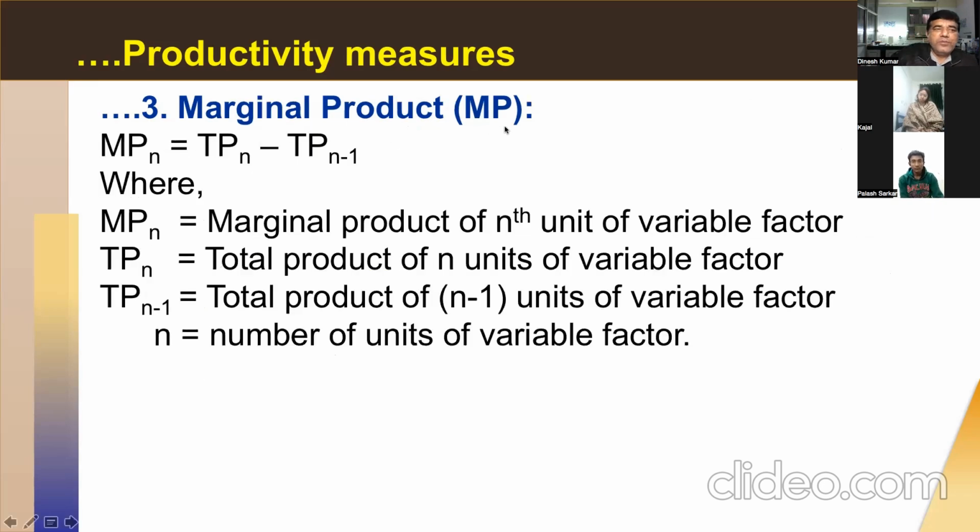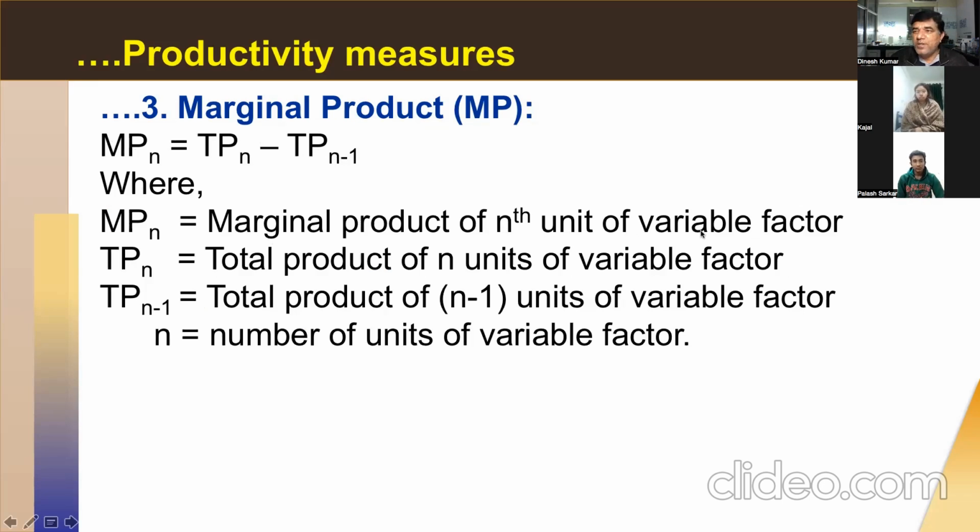Now, marginal product, you can see MPn equals TPn minus TPn minus 1. Because here you will have pairs of the data. At one input level, you will have some output. At input level 2, some output, and likewise. So similarly, you can have different pairs. So MPn, n means number, is equal to TPn minus TPn minus 1. So MPn is the marginal product of the nth unit of the variable factor.